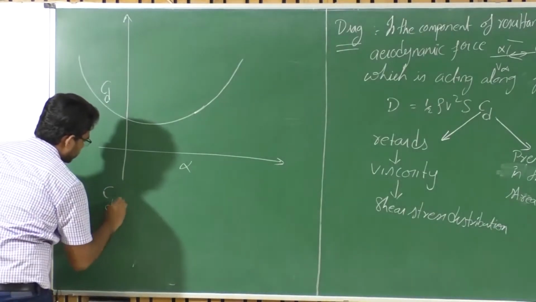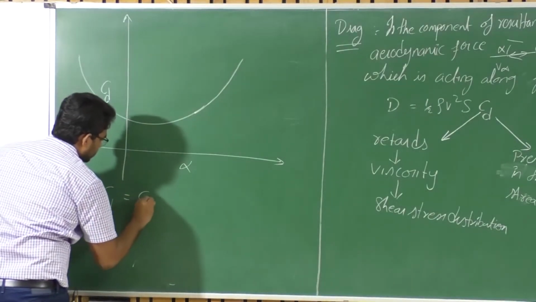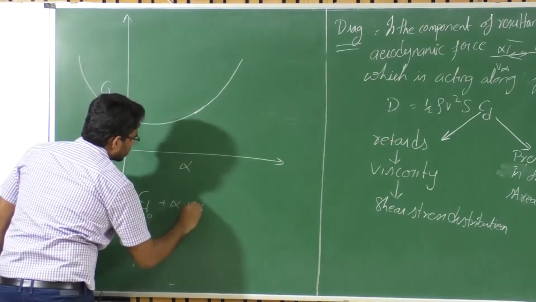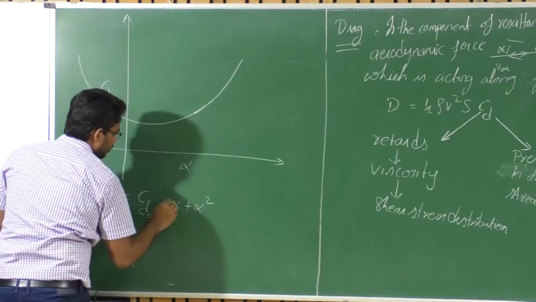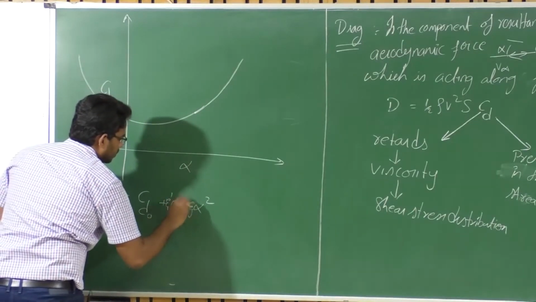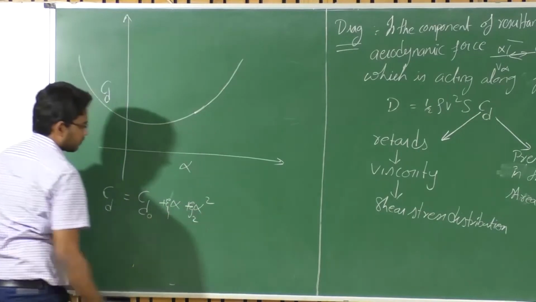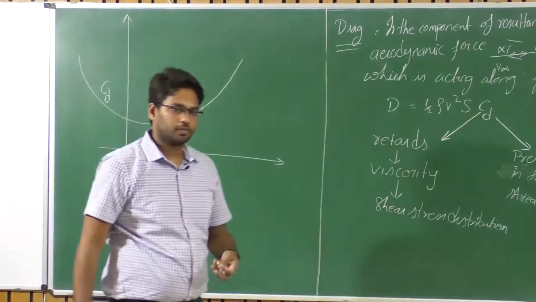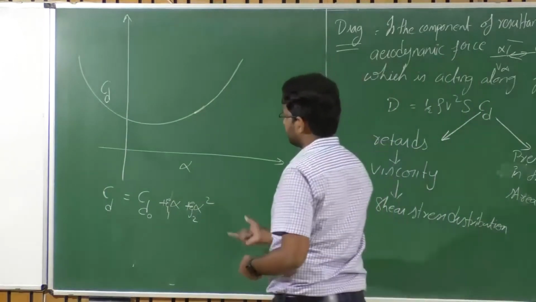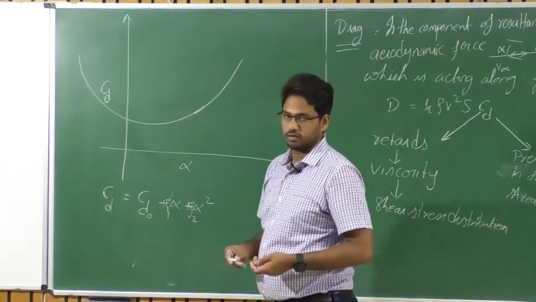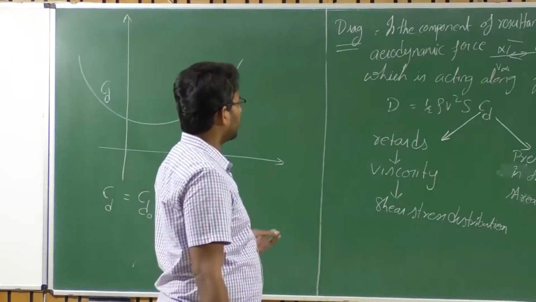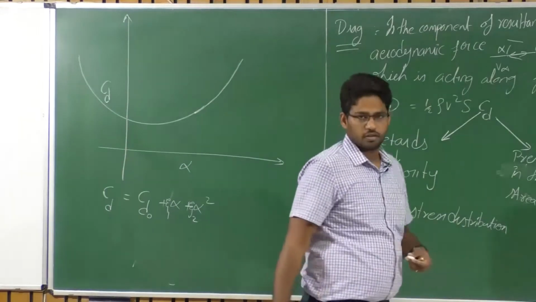The CD variation can be given as CD corresponding to alpha equals zero plus alpha squared, with some coefficients zeta 1, zeta 2. So this is a typical drag coefficient variation with angle of attack in the case of an aerofoil. But what happens when we have a wing?